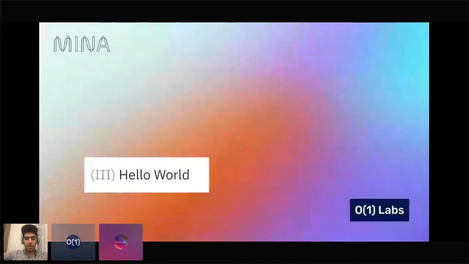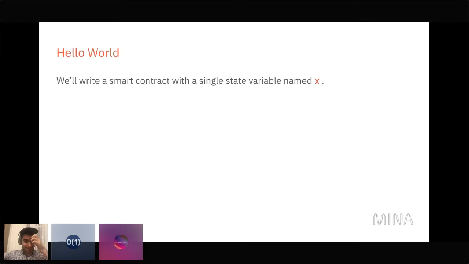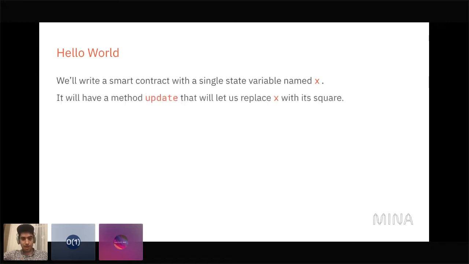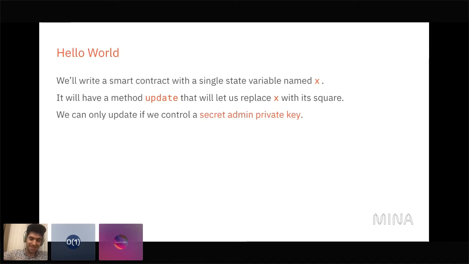Cool. So let's do a bigger example, a hello world example. What are we going to do? We're going to write a smart contract, and it has a single state variable x. And there's going to be a single method on the smart contract called update. An update will let us replace x with its square. But it will only let us do this if we control a secret admin private key. This is a contrived example, but it's here to illustrate a couple interesting tools in SnarkyJS.